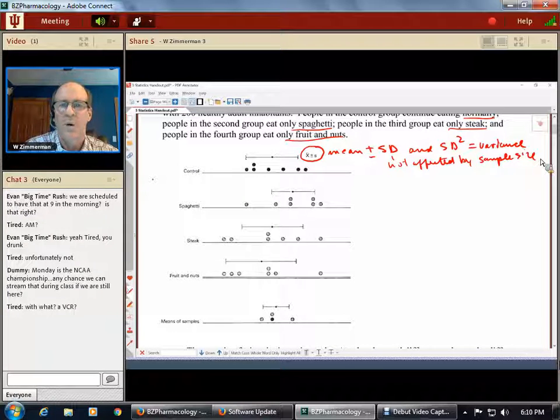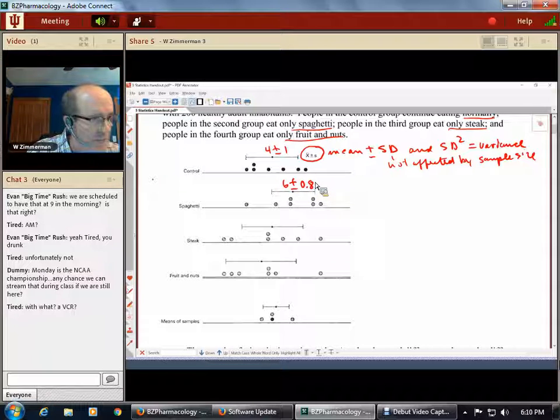All right, so I'm going to put some numbers on this. Let's say the control diet is 4 plus or minus 1. Spaghetti is 6 plus or minus 0.8. Steak diet, 4 plus or minus 1.4. And finally, the fruits and nuts, 3 plus or minus 1.75.